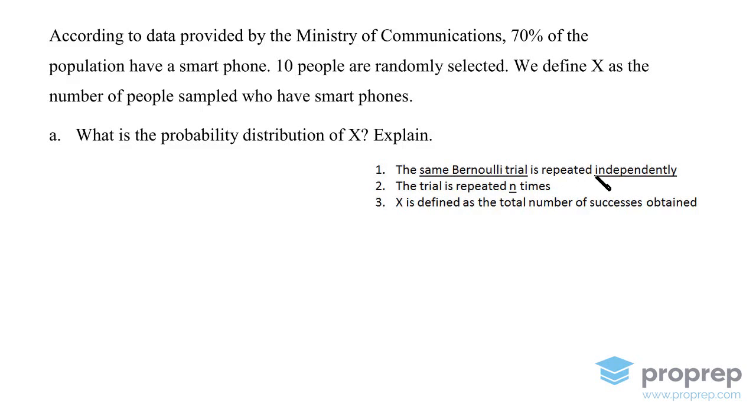Now, are we talking about a Bernoulli trial? Well, of course. And why is that? Because we're talking about success and failures. The success is defined as having a smartphone. There it is. And what's the probability of having a smartphone? That's 0.7.